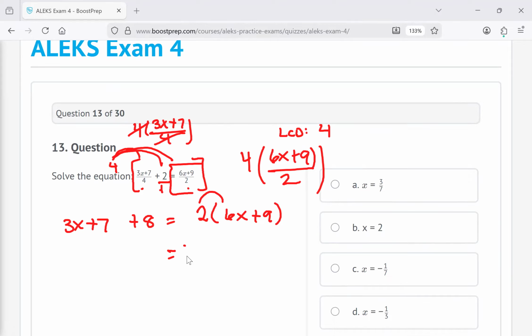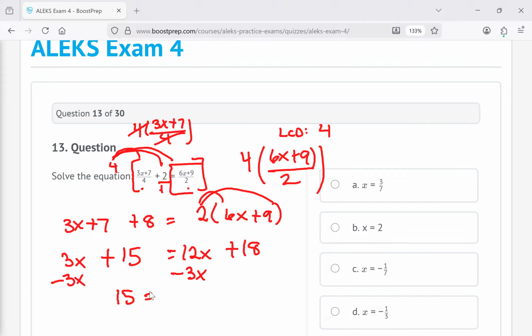Now just distribute this. 2 times 6 is 12x. 2 times 9 is 18. And then you have 3x, and then 7 plus 8, simplify that. That's 15. And then go ahead and solve for x. So I'm going to subtract 3x from both sides. 12 minus 3 is 9x. And then 15 minus 18 is negative 3, so subtract 15 from both sides.